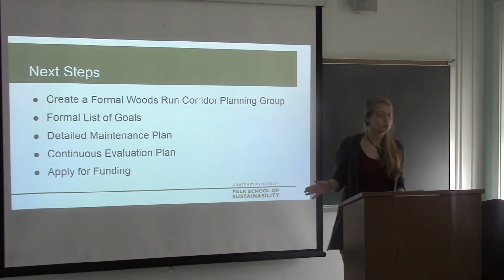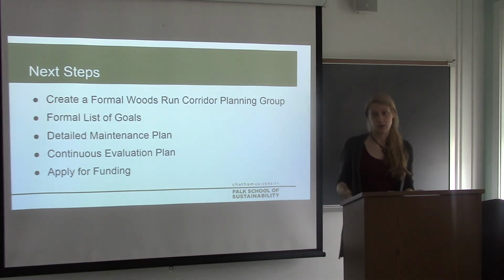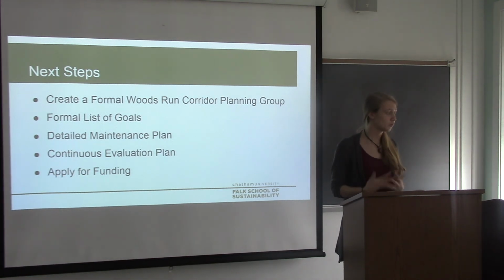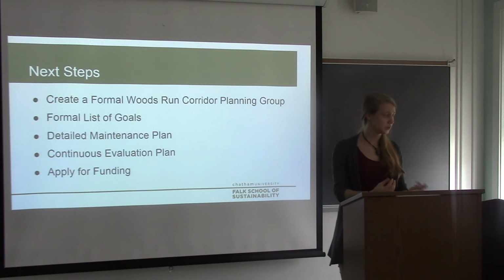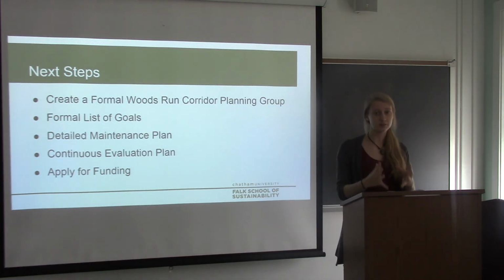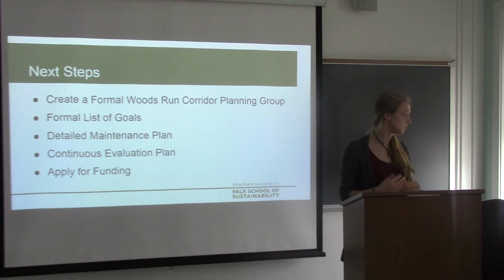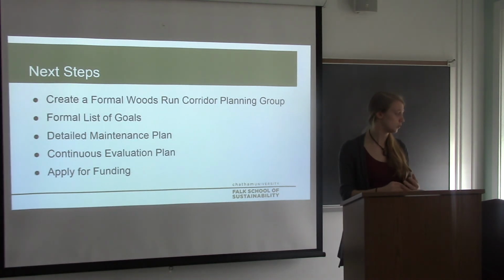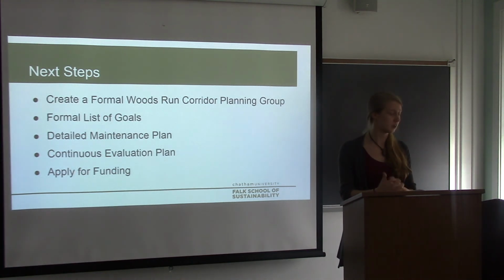These are the next steps for the overall project that we've developed. So we'd really like to see a formal Woods Run Corridor Planning Group created so that you guys can have a more cohesive way forward with this. And then that formal group should make a formal list of goals, a detailed maintenance plan, a continuous evaluation plan, and then finally apply for funding.